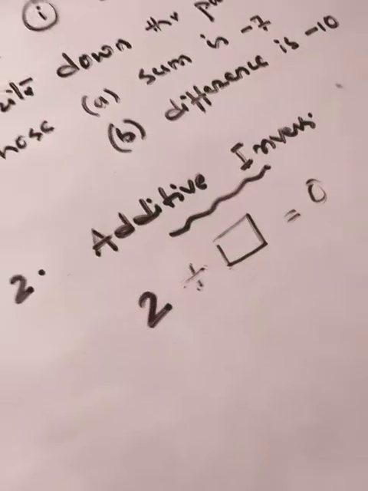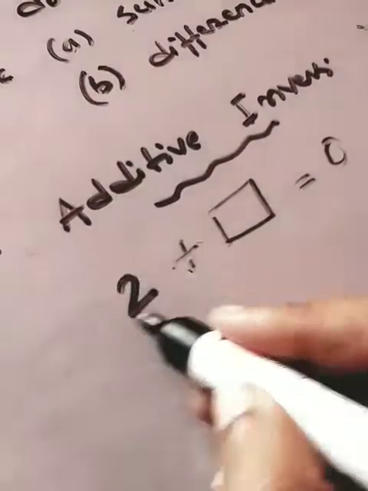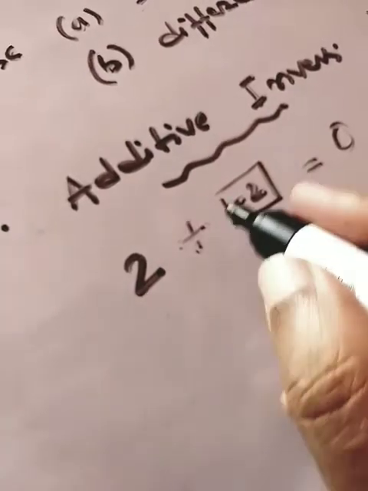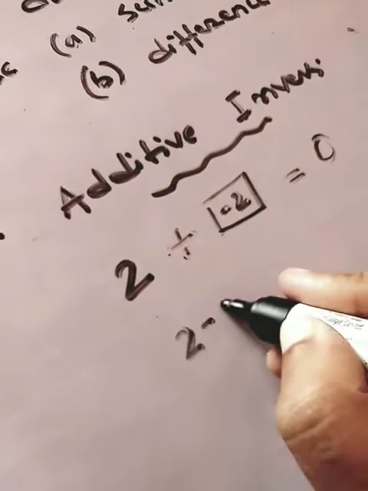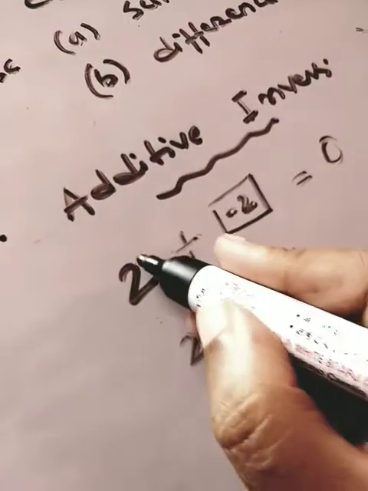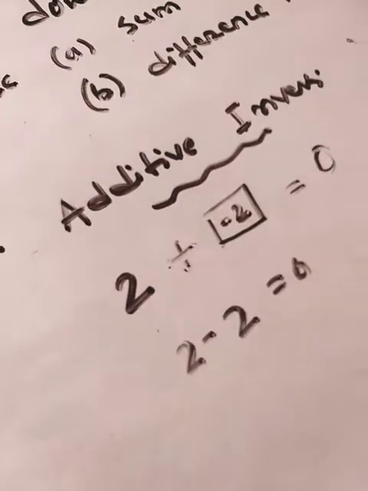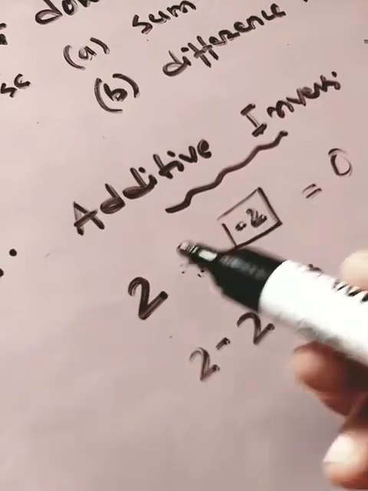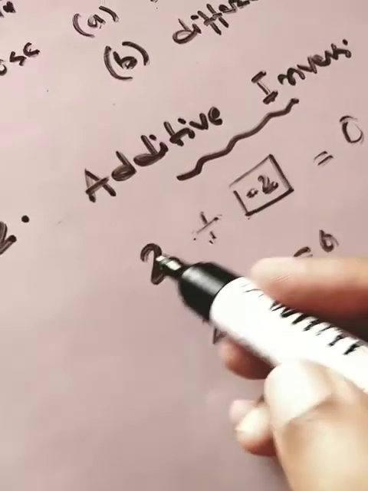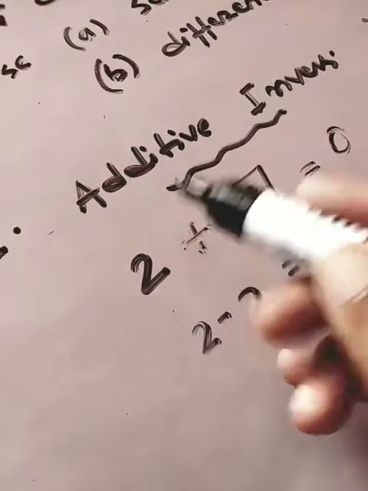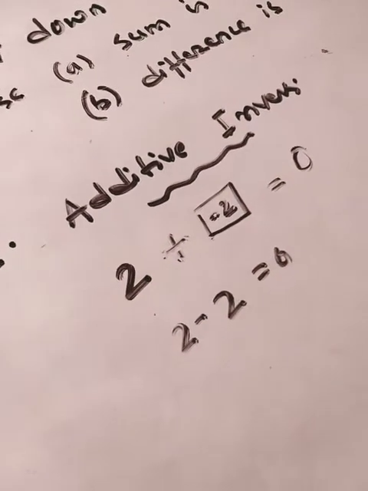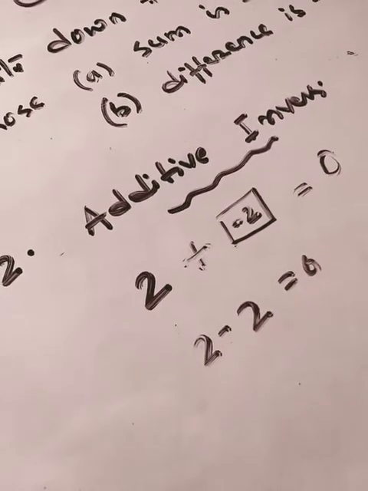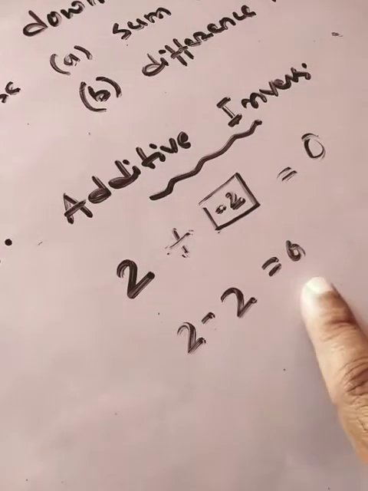So the simple way is that if you see 2 is there, then the number would be minus 2. So why minus 2? See, if you open the bracket, plus minus is what? Minus. 2 minus 2 will bring in what? 0. So the additive inverse of 2 is minus 2. That is, if you add minus 2 with 2, then you will get 0. So any number which is in the plus form, its additive inverse will always be in the negative form. And if any number is already in the negative form, then its additive inverse will be in the positive form, so that the result should always come 0.